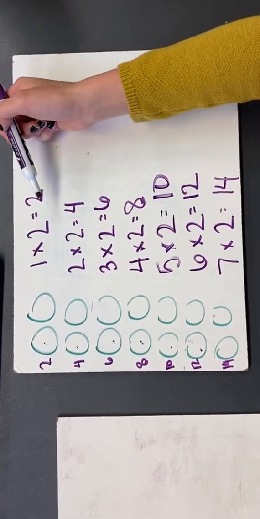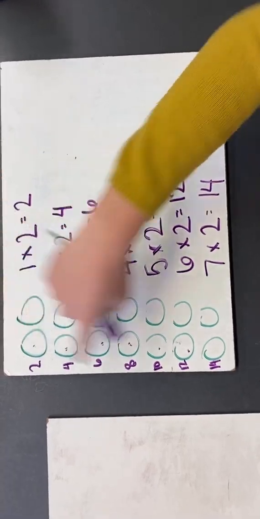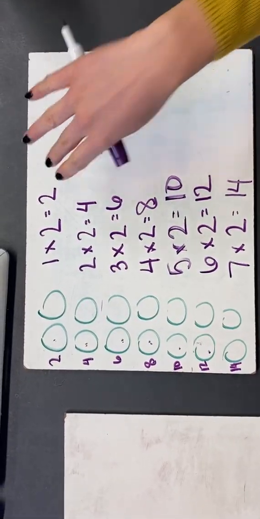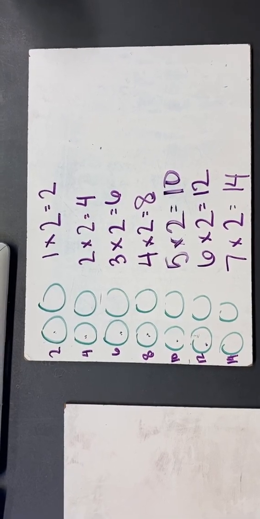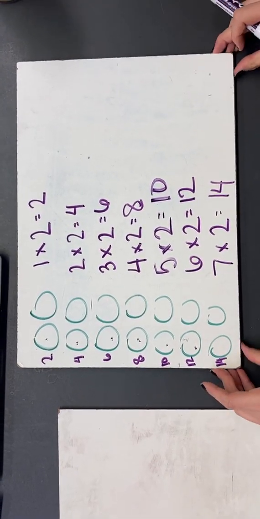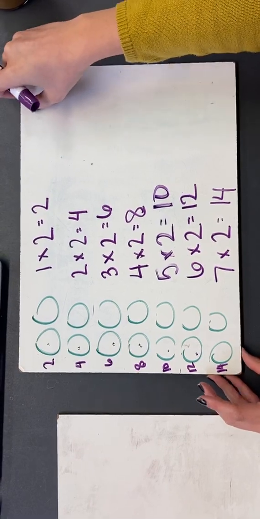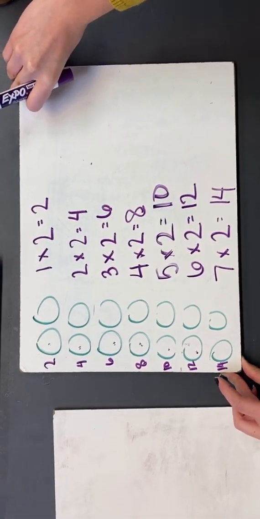So if you have a pen and paper, I want you to practice with your arrays and writing multiplication. Today for homework, you're going to be going over practicing multiplying by 2 on IXL and also another standard on arrays using multiplication and division.